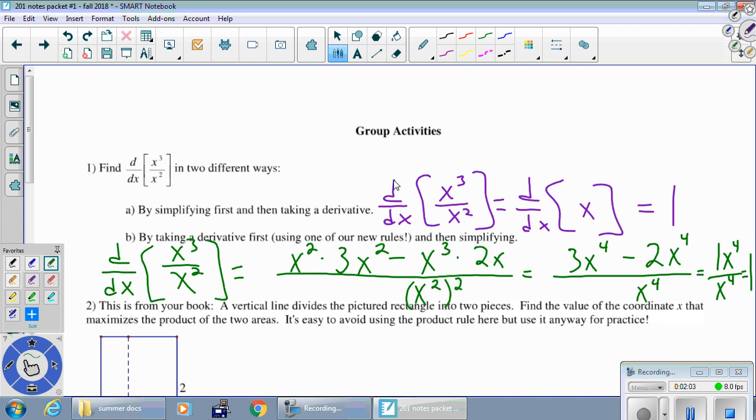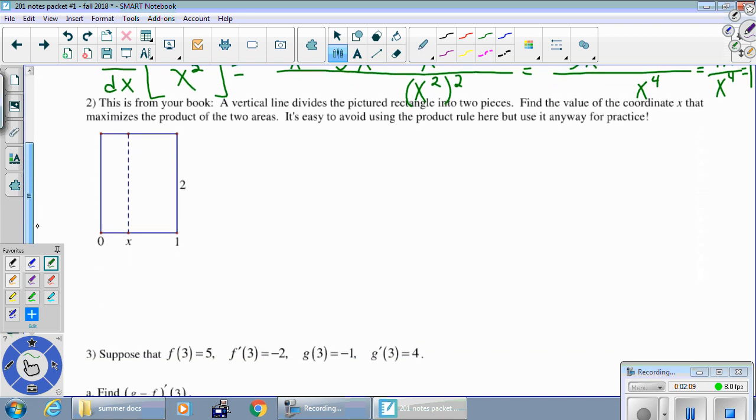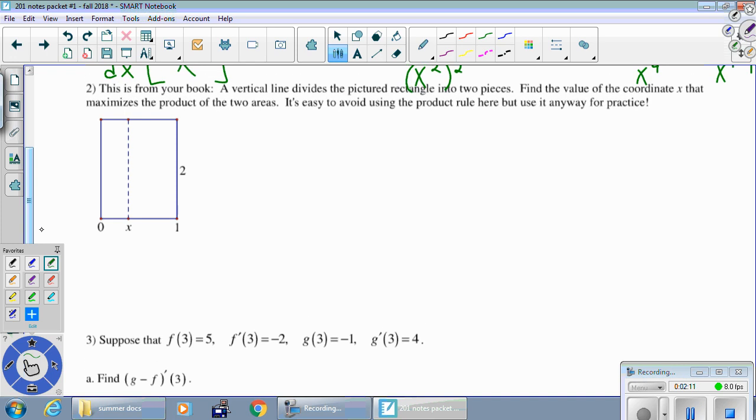Again, I am not proposing that we do the quotient rule on problems that look like that. Simplify before you do derivatives. That's a general good rule of thumb, but it was good practice for us. Okay, number 2. A vertical line divides this rectangle into two pieces. We're going to find the value of x that maximizes the product of the two areas, and we're going to make sure we use one of our new rules here.